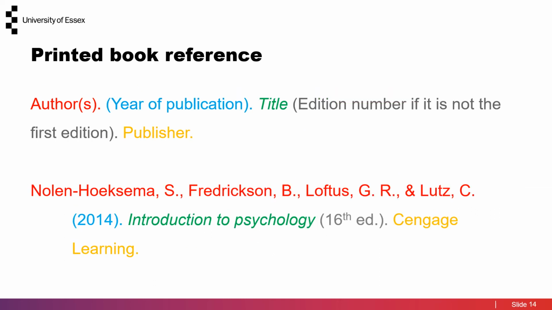Again, the top example on this slide shows the information the online guide gives you about how to format a reference, but this time it's for a book. Beneath this is an example of an actual book reference. As you can see, for a book reference you need the author or author's surname and initials, the year of publication, the title of the book, the edition number if it is not the first edition, and the publisher.